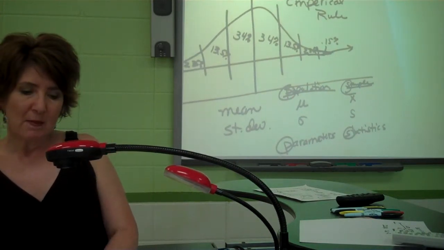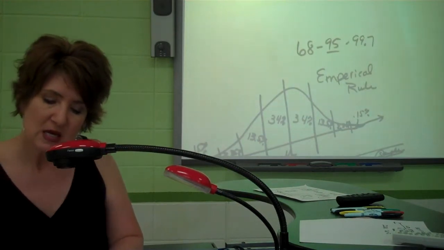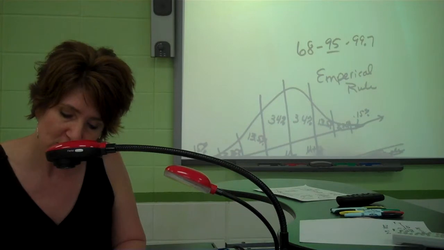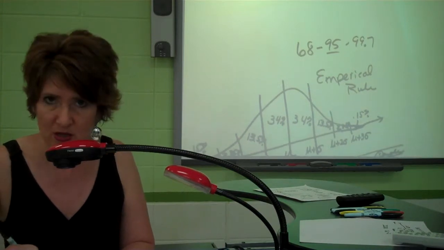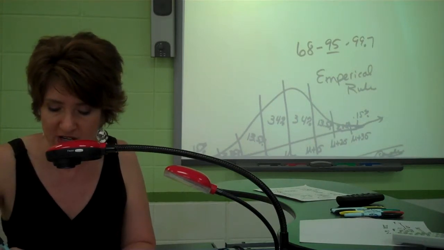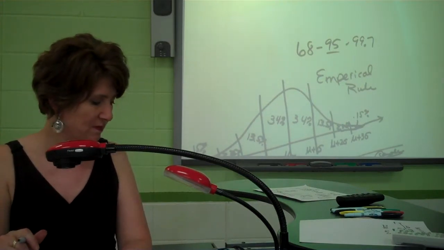If I am looking back at this empirical rule, here's my mean right here. This is mean plus 1 standard deviation. This is mean plus 2 standard deviations. This is mean plus 3 standard deviations, and so on. Mean minus 1 standard deviation, minus 2, minus 3, and so on. Okay, so that's the notation.